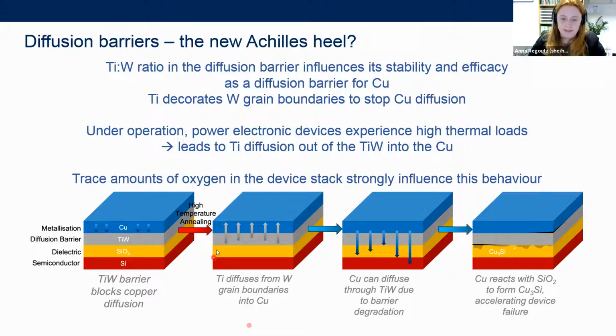And that means that the titanium will start to diffuse out of the titanium tungsten layer and into the copper. Now, if this happens too much or too rapidly or at the wrong point in the device operation, the copper then has a way of diffusing through the barrier down, because the barrier starts to degrade, the titanium that's decorated the grain boundaries comes out, the copper can now diffuse down. And if that happens, ultimately, as I said, these copper silicides form, you can have accelerated device failure, delamination, etc., etc.